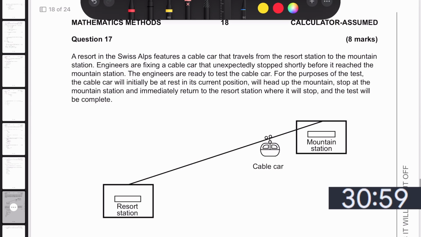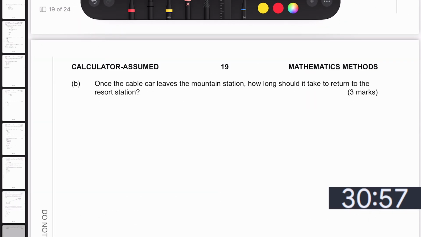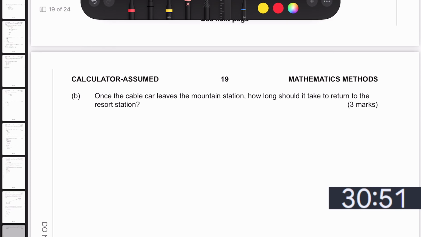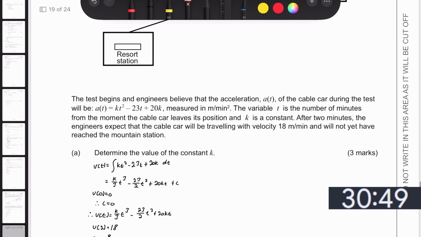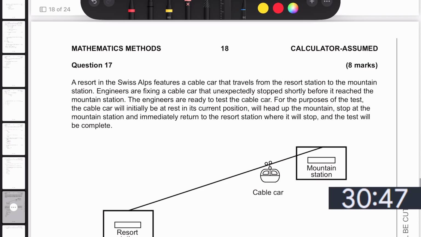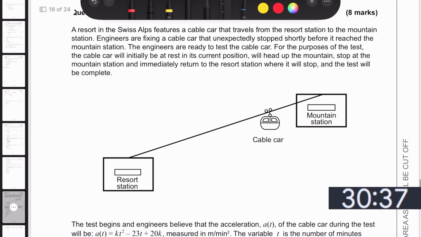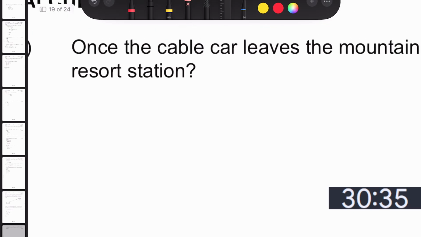So it will stop and the test will be complete. Once the cable car leaves the mountain station, velocity is going to be 0 here. It's going to stop at the mountain station and then go to the resort station. So the resort station is when v of t equals 0, and it's going to be the last one. So v of t equals 0.